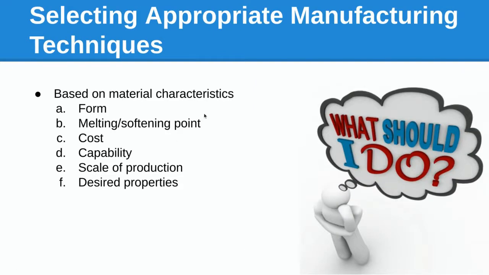Selecting appropriate manufacturing technique is based on several different characteristics of your materials. What is the form that you're going after? What is the melting or softening point of your material? What is the cost? What are the capabilities that you have access to? What is your scale of production? Are you doing a one-off product, or are you mass producing this? What are the desired properties of your finished product?